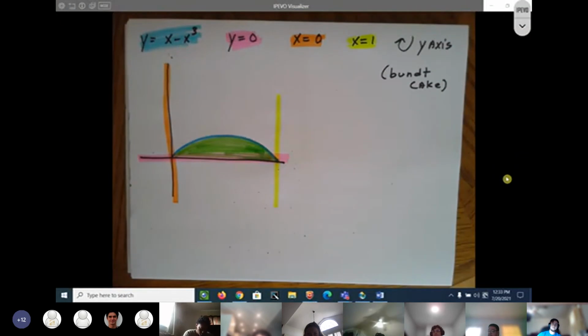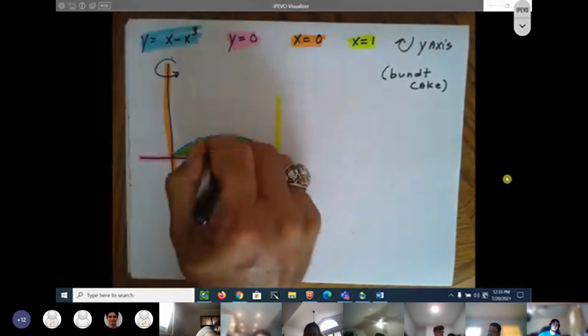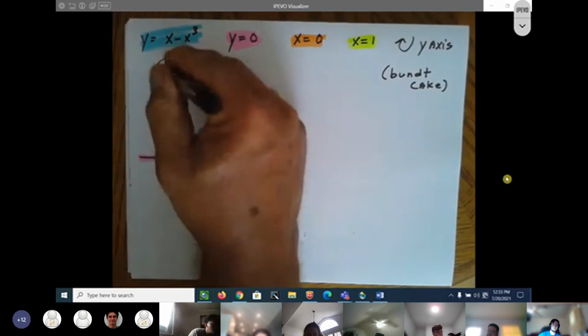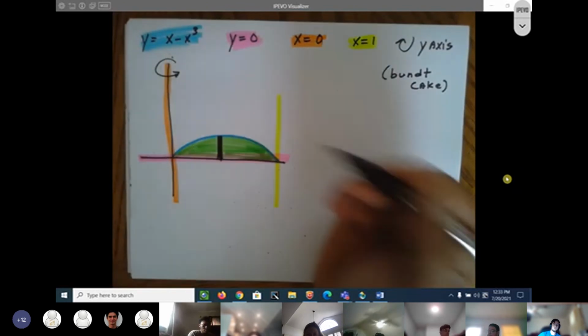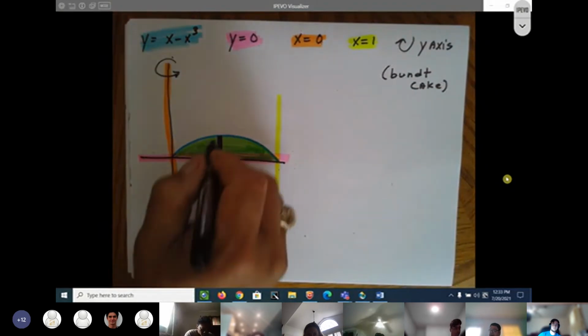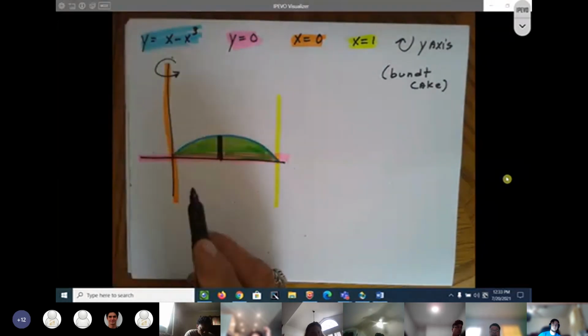And we know it's going around the y-axis, so it's going to look like that. And that is parallel to what? The rotational axis, so you're going to use a shell. And that shell is going to go around and around, and it's going to form kind of like a bundt.